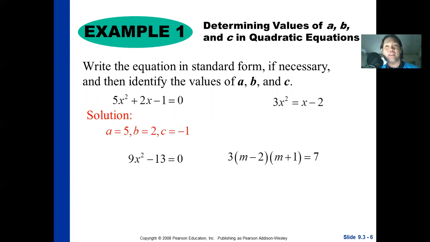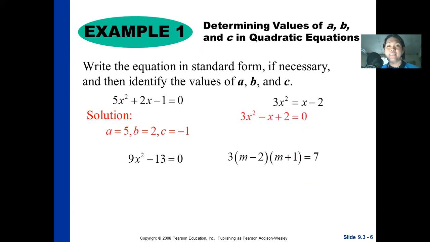So let's now try to identify your A, B, and C in the equation 3x squared is equal to x minus 2. Are you ready? So what do you think? Is this in standard form? I want you to check if it is in standard form. Yes, it's not in standard form.